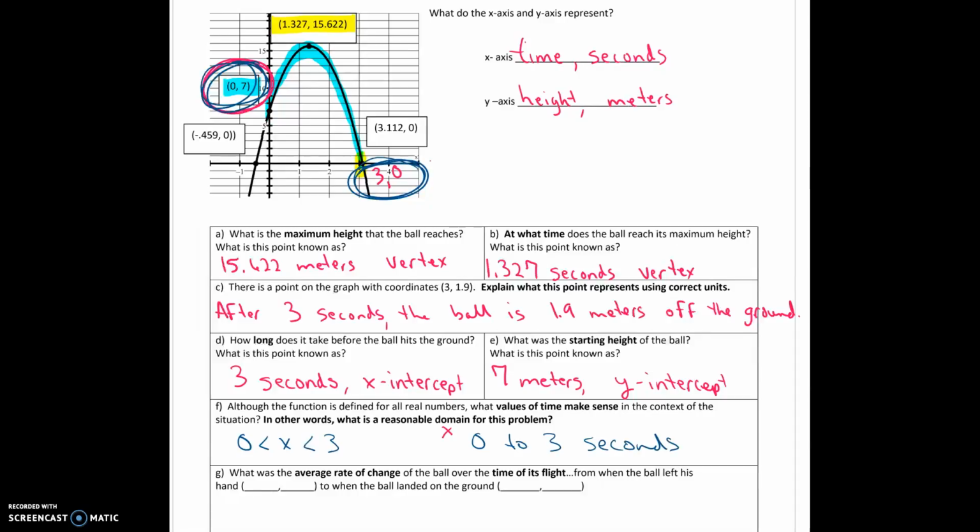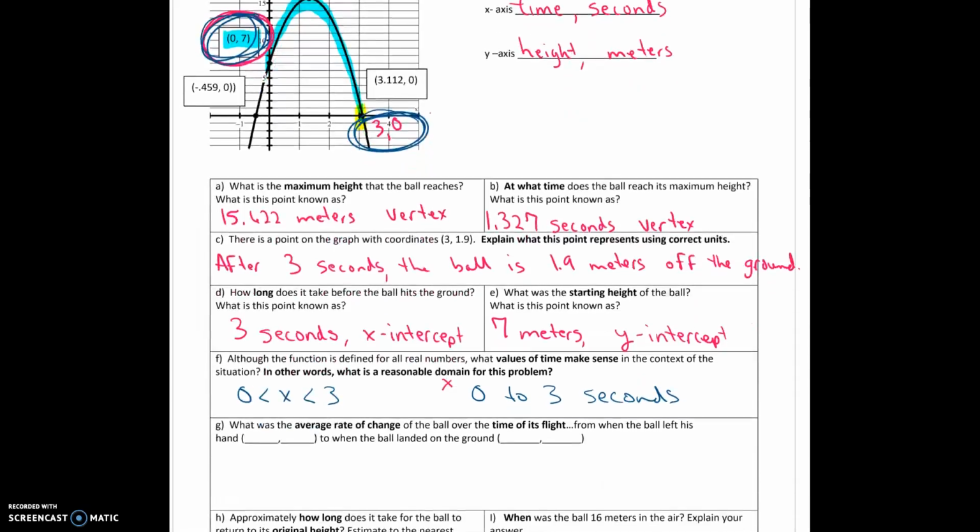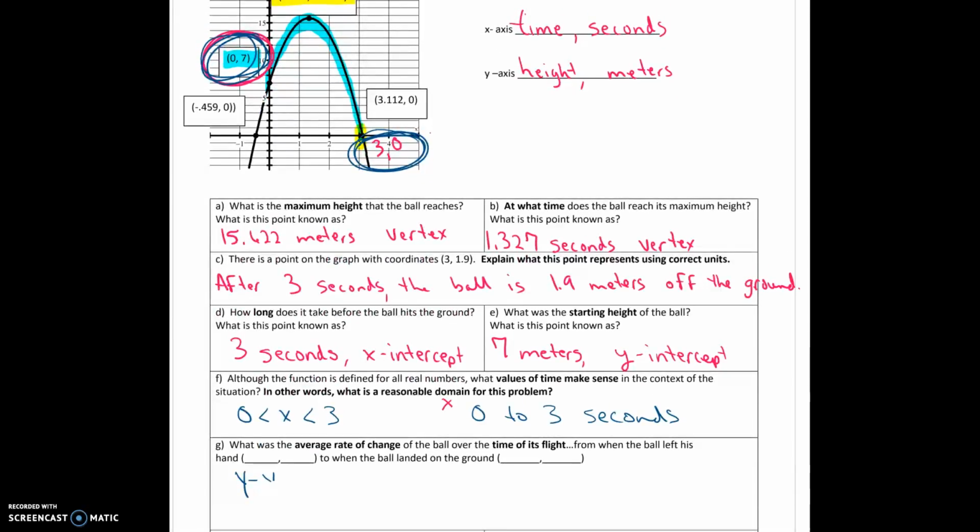Okay, what's the average rate of change? So AROC, remember AROC is slope. Slope is just what we will be subtracting the y's over the x's of the ball over the time of its flight. So from when the ball left his hand, so that was 0, 7, to when it landed on the ground, so that was 3, 0. So I'm going to subtract my y's first. So I'm going to do 7 minus 0, which is 7. And that means I'm going to have to take the x's and subtract them as 0 minus 3, which is negative 3.